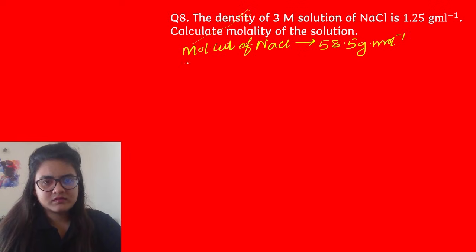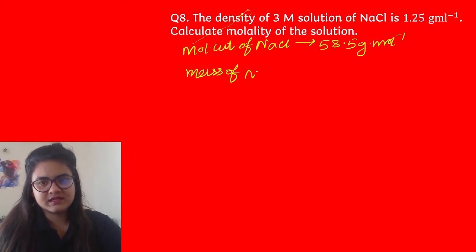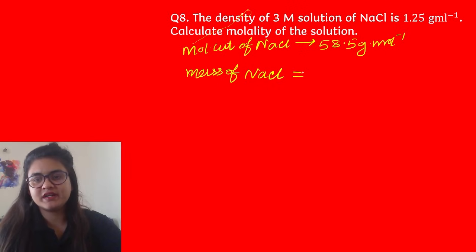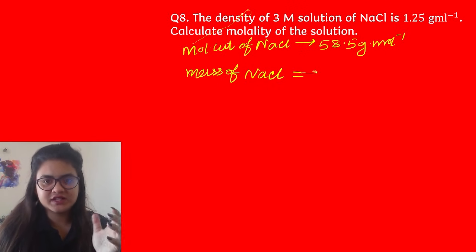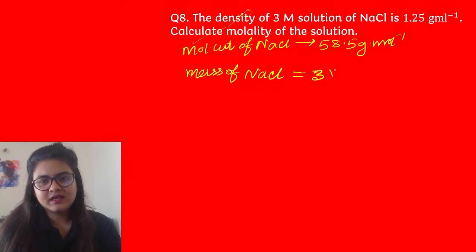Fine. So now definitely we will calculate the mass of the solute. So the mass of NaCl, because they are saying 3 molar solution. 3 molar solution means 3 moles of that particular solute is present. By definition it is proven. So 3 into 58.5 gram, that is 175.5 gram.